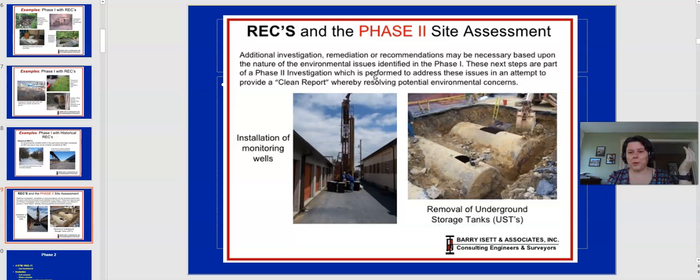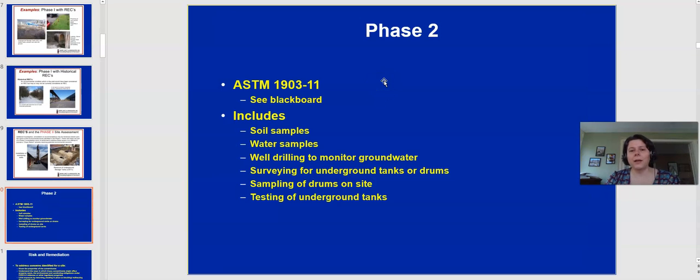Like, is there any environmental problem? And so going out there. Again, here's the ASTM number. I'll put it up on Blackboard. And with this one, you actually are doing the site investigation. You're doing soil samples, water samples. You might install monitoring wells. You'll survey drums.